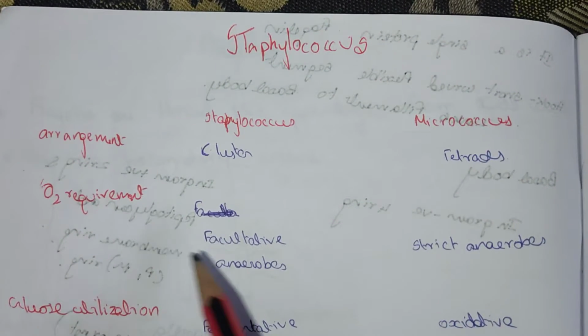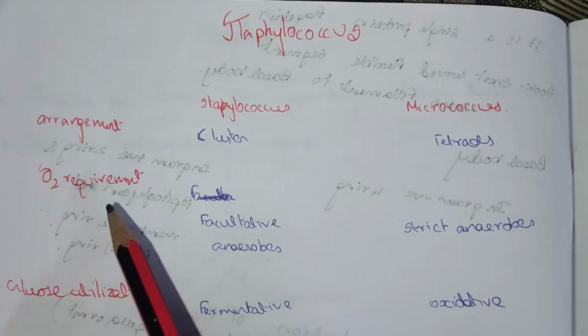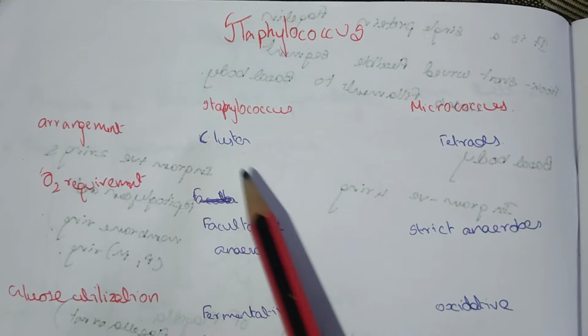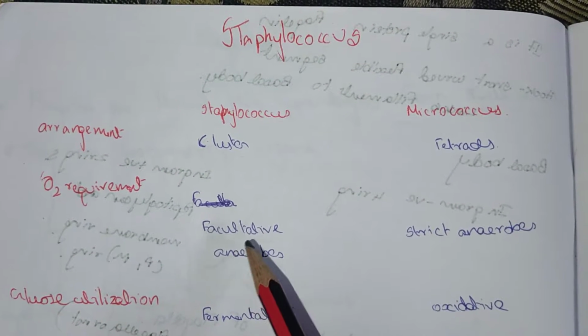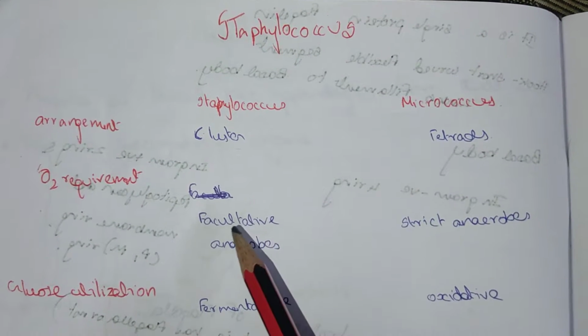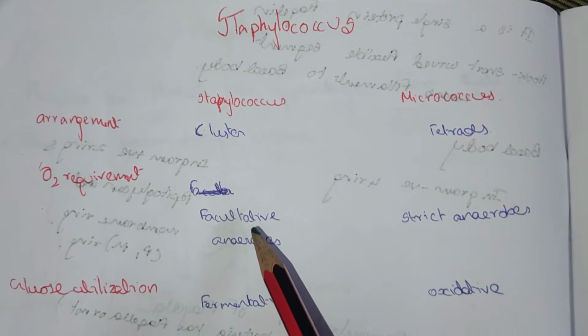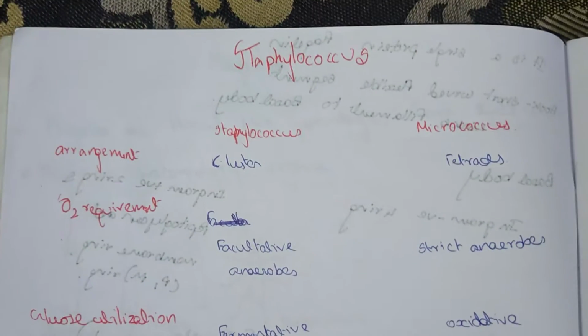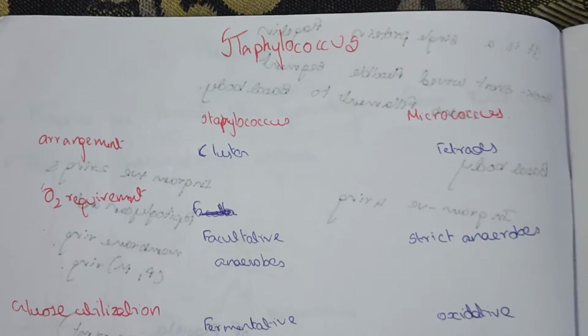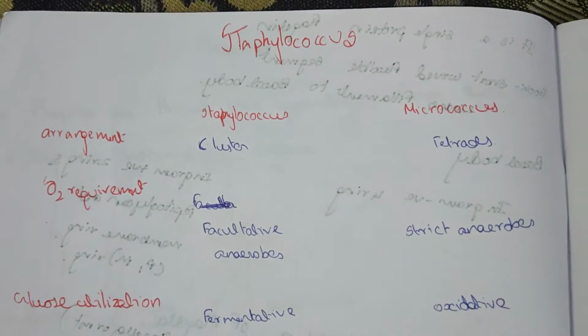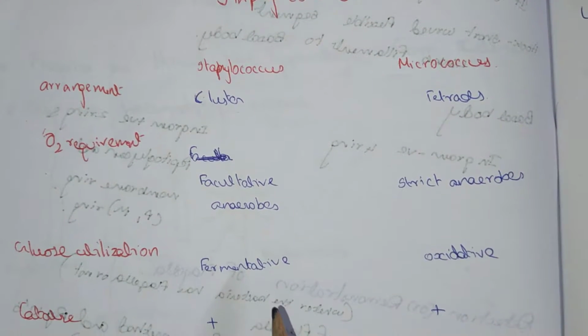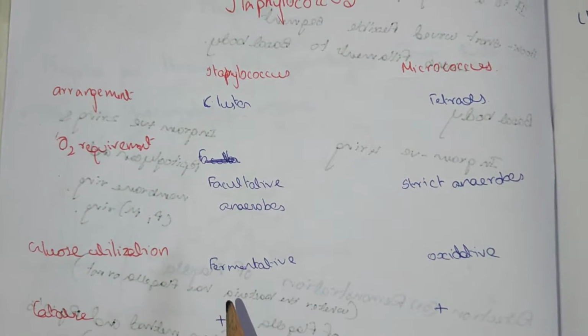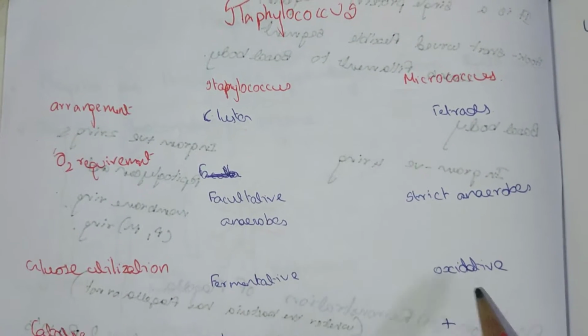The oxygen requirement: Staphylococcus requires less oxygen, so it is a facultative anaerobe. It can live without oxygen also. The Micrococcus is a strict aerobe. Glucose utilization: fermentative and oxidative.